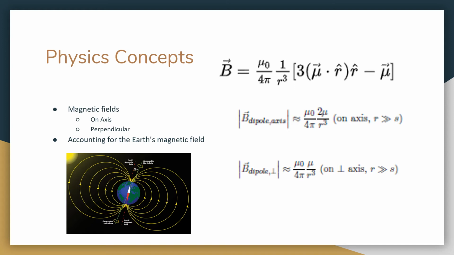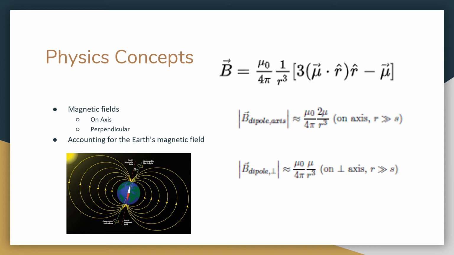If we have an observation location on axis, the dot product mu naught dot r hat is just going to be mu naught, so that the magnitude of the magnetic field on axis is mu naught over 4 pi, 2 mu over r cubed. However, if we're looking at a location perpendicular to the magnet, the dot product mu dot r hat is just going to be 0, so that the magnitude of the magnetic field perpendicular to the magnet is mu naught over 4 pi, mu over r cubed.